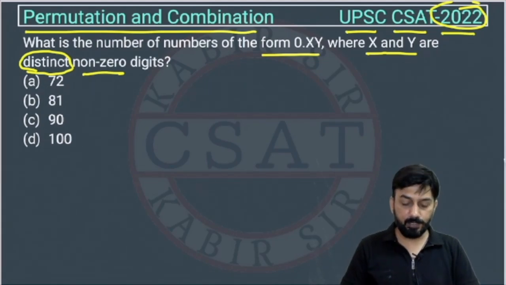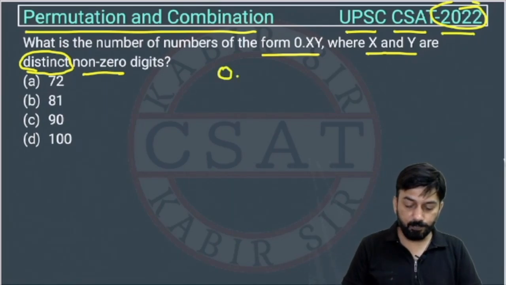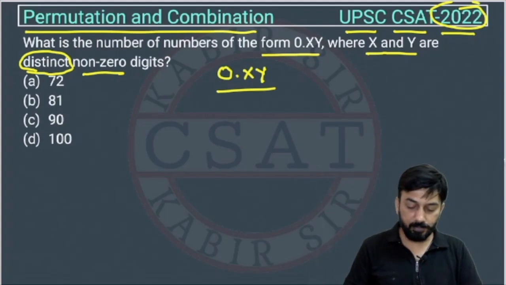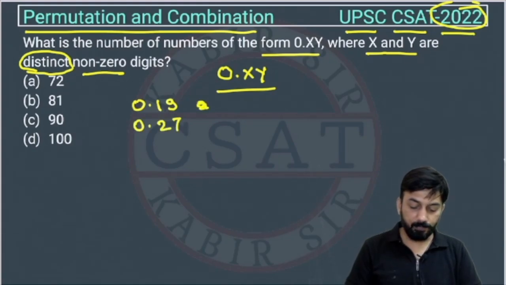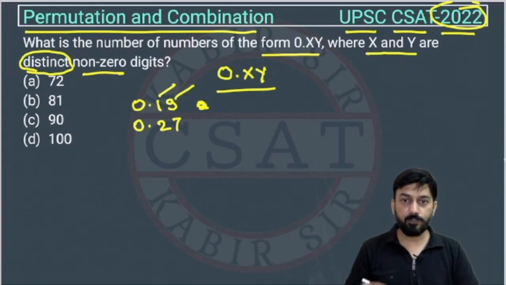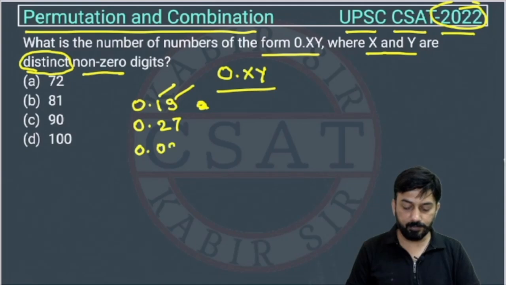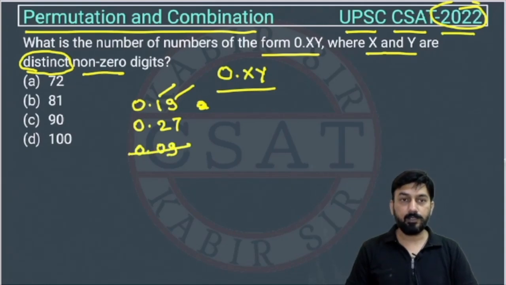So this question is saying कि 0.xy फॉर्म के कितने नंबर फॉर्म हो सकते हैं, right? So the possibilities are like 0.19, 0.27, it could be anything, right? But these digits should be different and should not be 0. Like there is no possibility of writing 0.09. This is not possible, right? Because we have to select a non-zero digit.